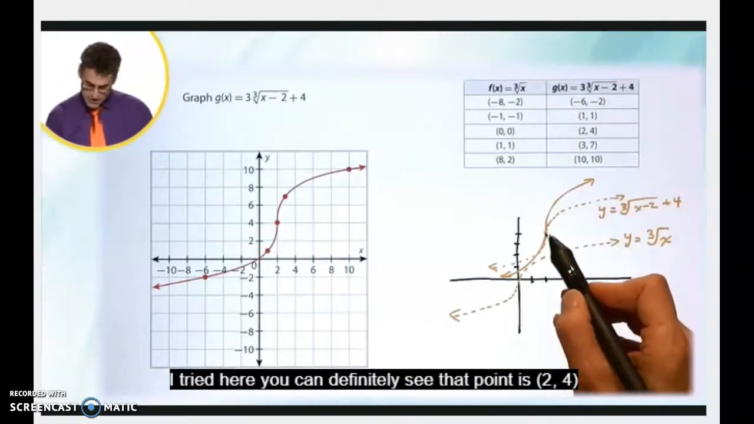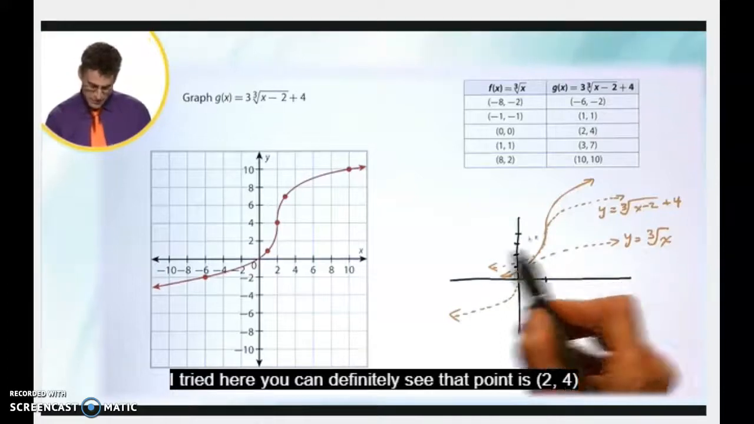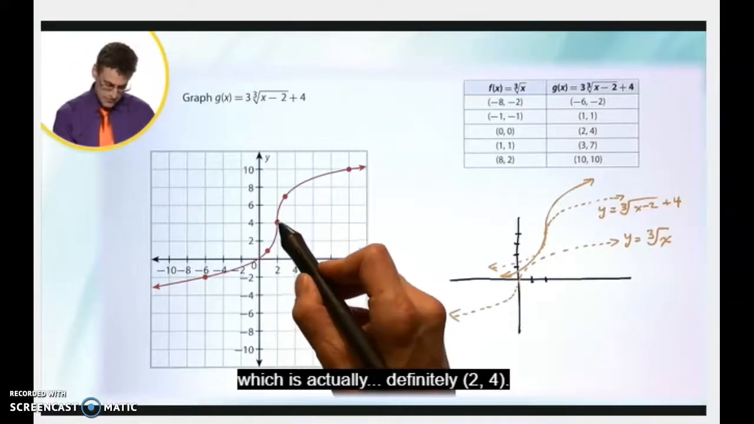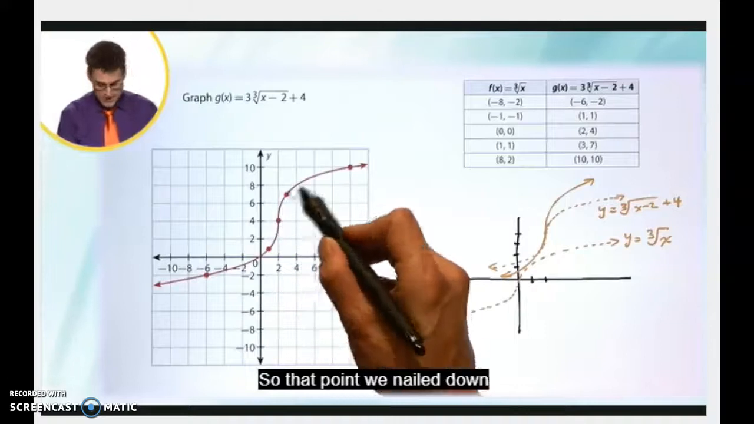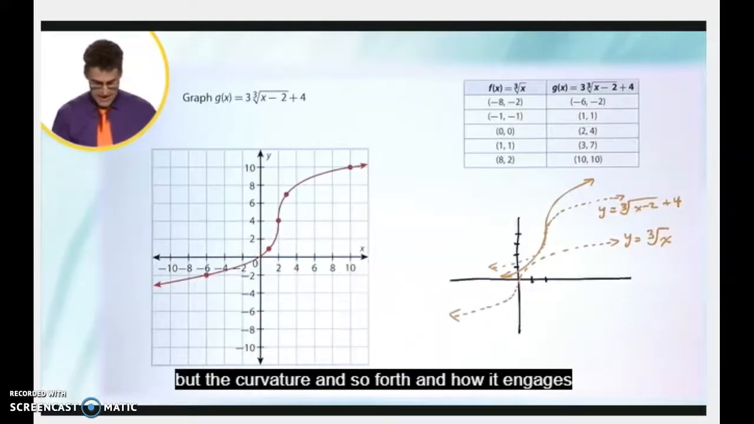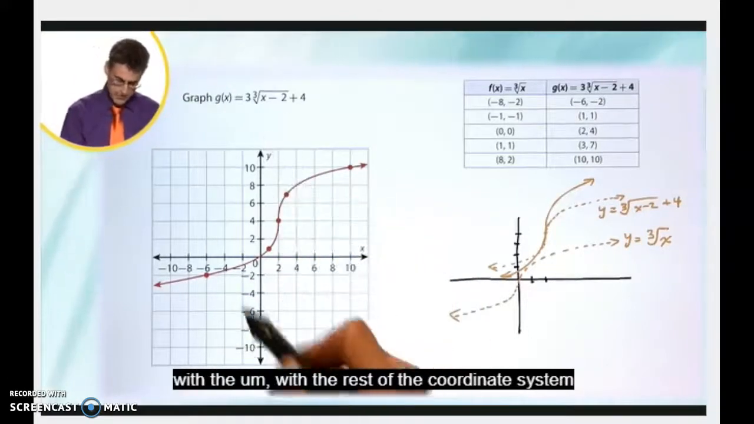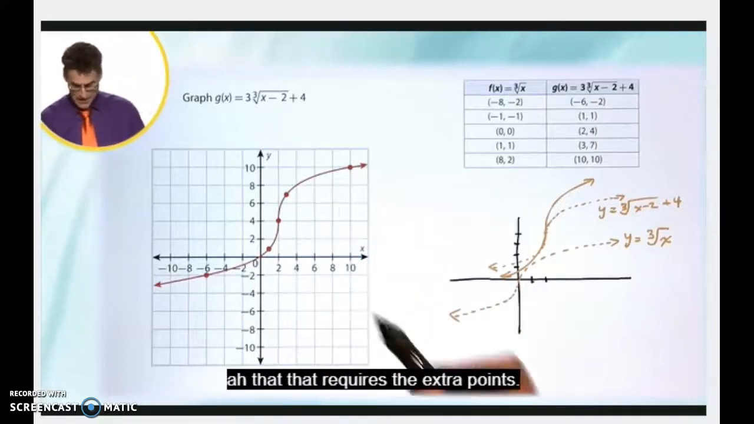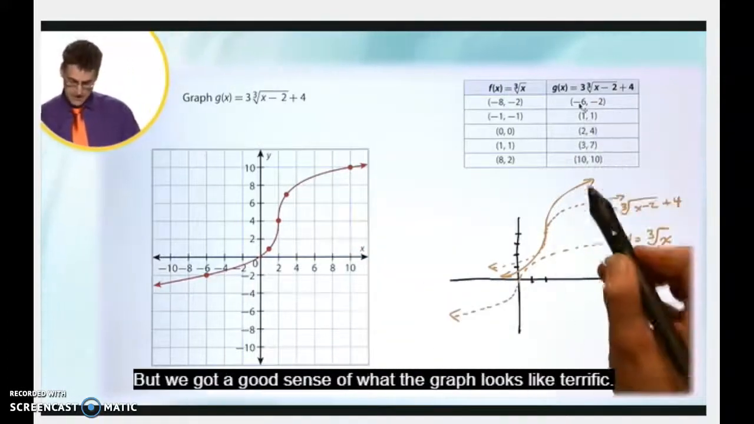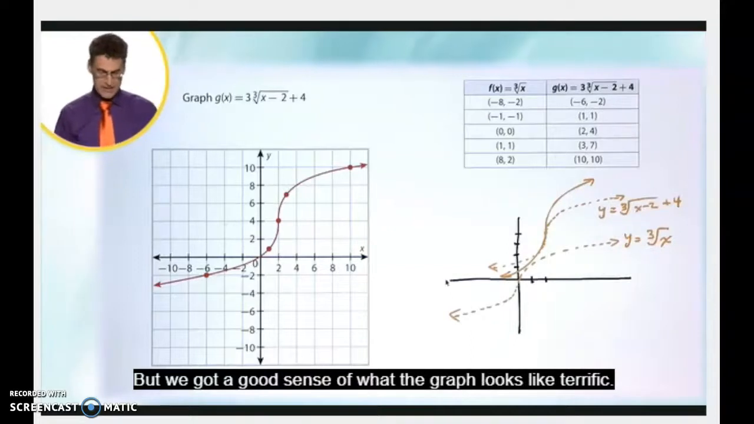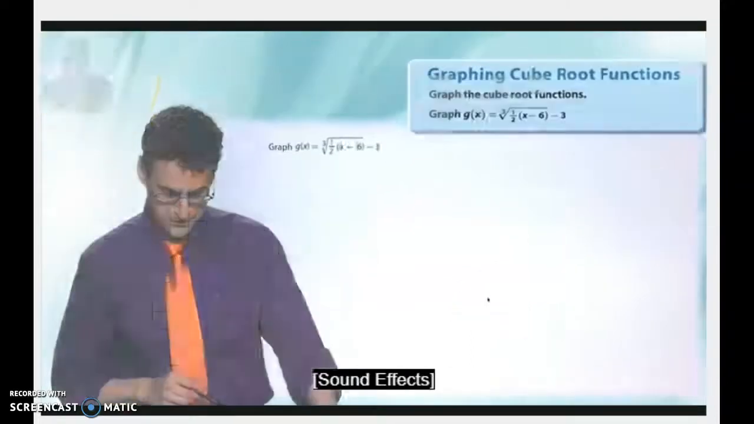Well, this one is very pretty, but you see it does capture what I'm trying to do here. You can definitely see that point is 2, 4. So that point we nailed down. But the curvature and how it engages with the rest of the coordinate system, that requires the extra points. But we get a good sense of what the graph looks like. Terrific. Let's try another one together, actually.